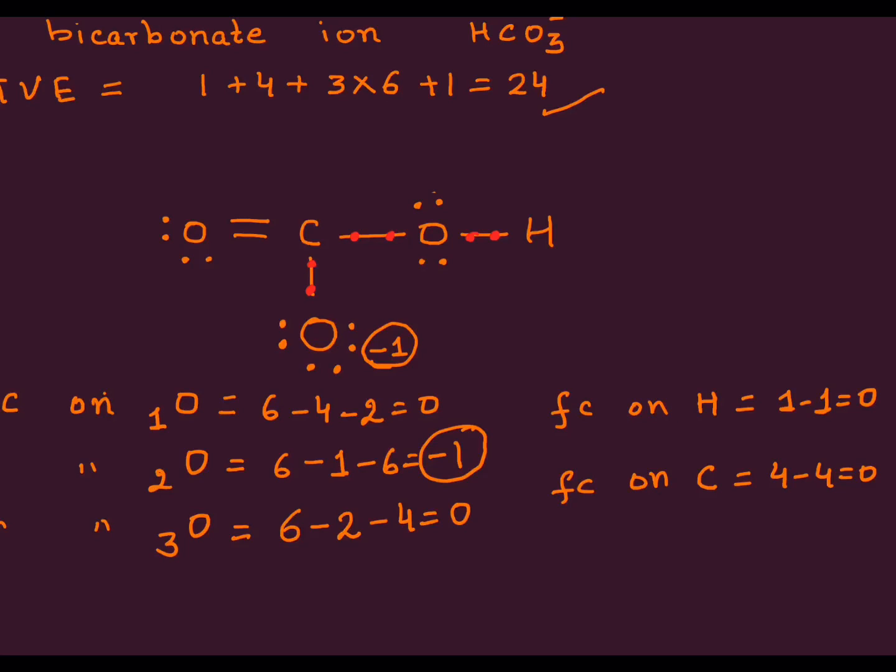Correct? So a quick tip or trick to remember. Oxygen forming 2 bonds has a formal charge of 0. Oxygen forming a single bond will have a formal charge of minus 1. That means our structure is correct.